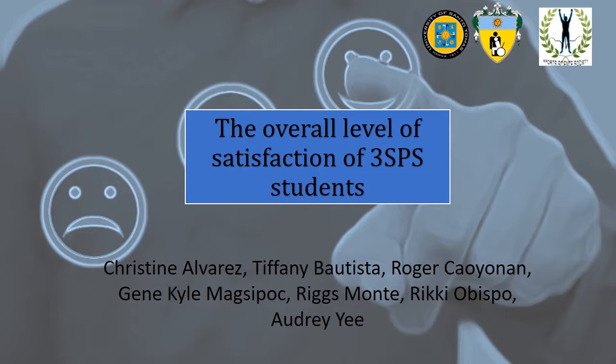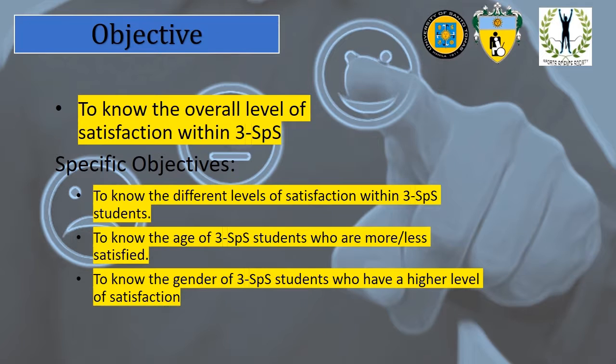This leads us to the research that was conducted by our group, the overall level of satisfaction of 3 SPS students. The main objective of our research was to find the overall level of satisfaction within 3 SPS. In order to reach that goal, we had to break it down into specific objectives, which are to know different levels of satisfaction within 3 SPS students, to know the age of 3 SPS students who are more or less satisfied, to know the gender of 3 SPS students who have a higher level of satisfaction.